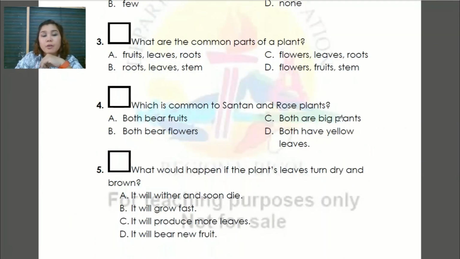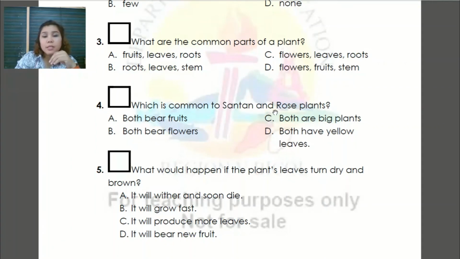Number 4, which is common to santan and rose plants? So you can scroll back to recall, or to see the pictures again of santan and rose plant. So, how are they common? A, both bear fruits. B, both bear flowers. C, both are big plants. D, both have yellow leaves.